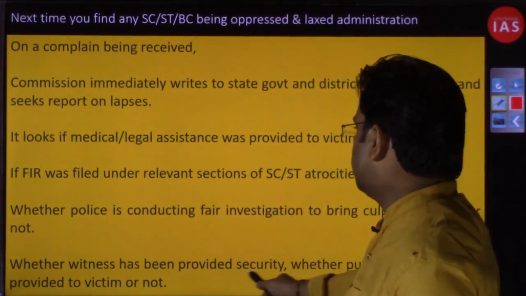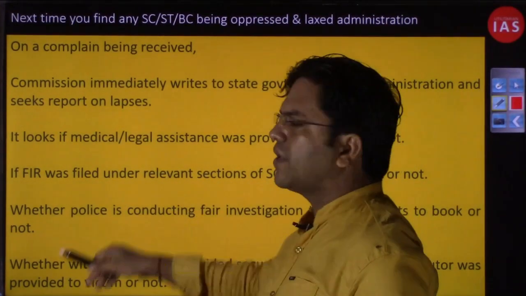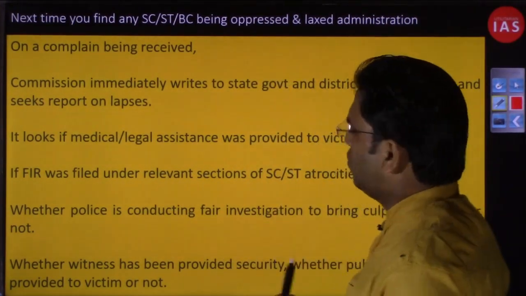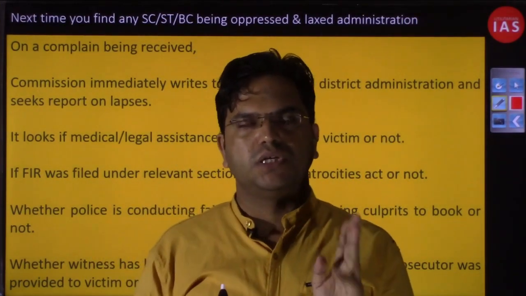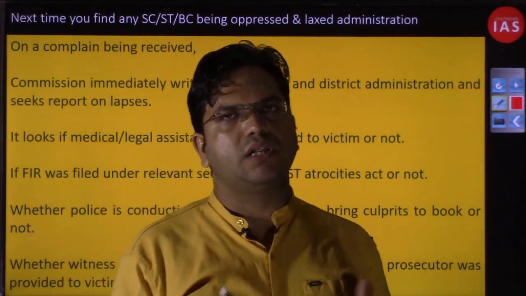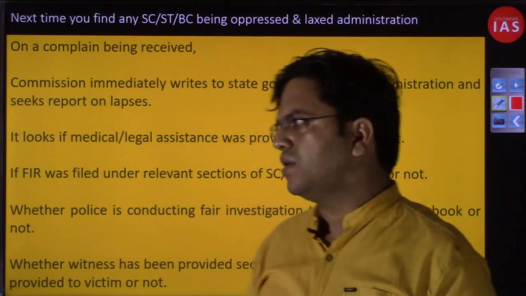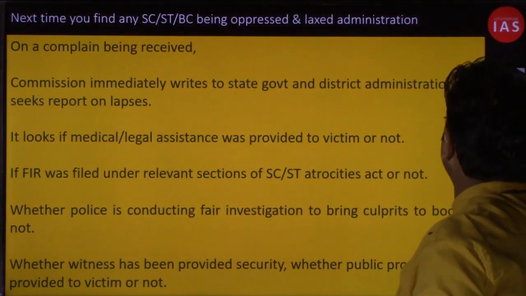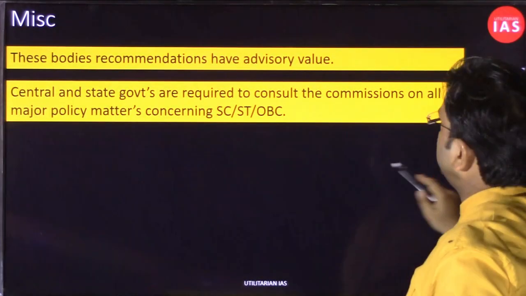So whether the witness has been provided security, whether a public prosecutor was provided, all these factors they will look into. So I hope you do have clarity on all the common aspects of the composition, structure, the appointing authority, their functions. All the things about this NCSC, NCST and NCBC you will have clarity on. Now we are moving to the last leg of this video, that is MCQ. A few things are pending, that is miscellaneous.